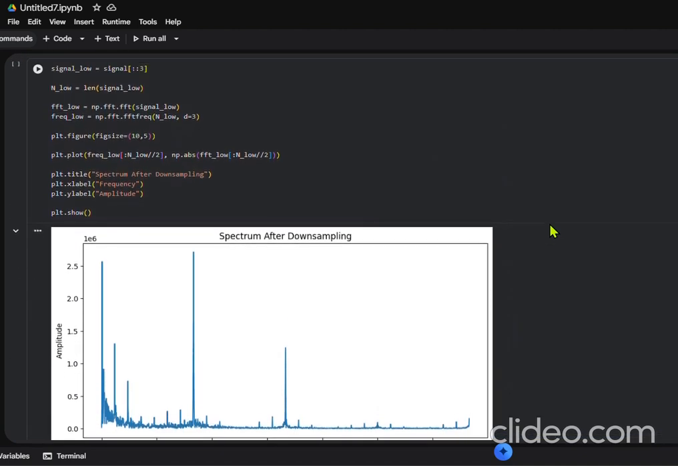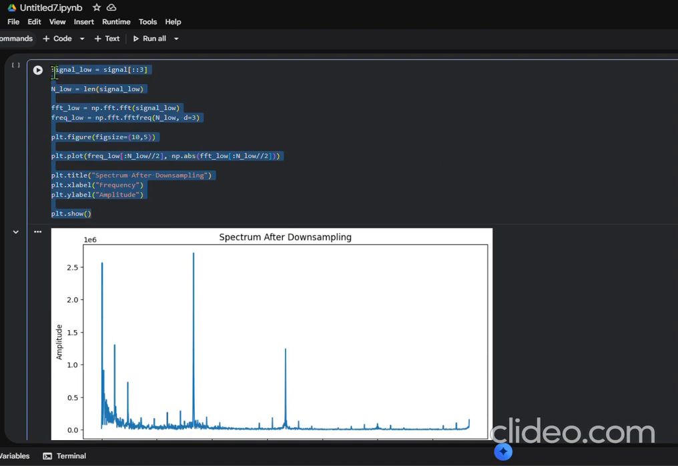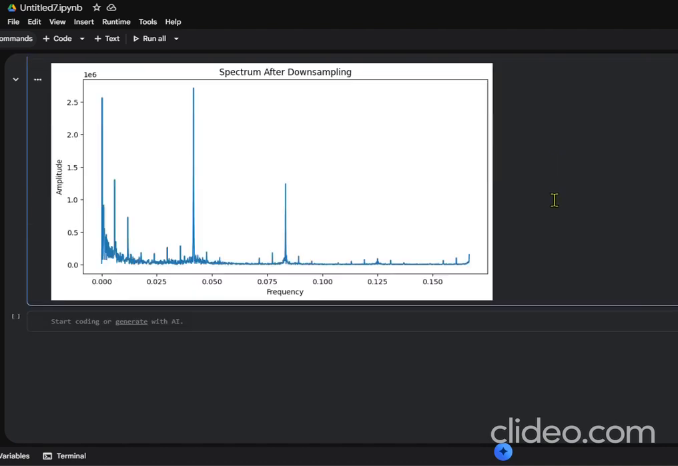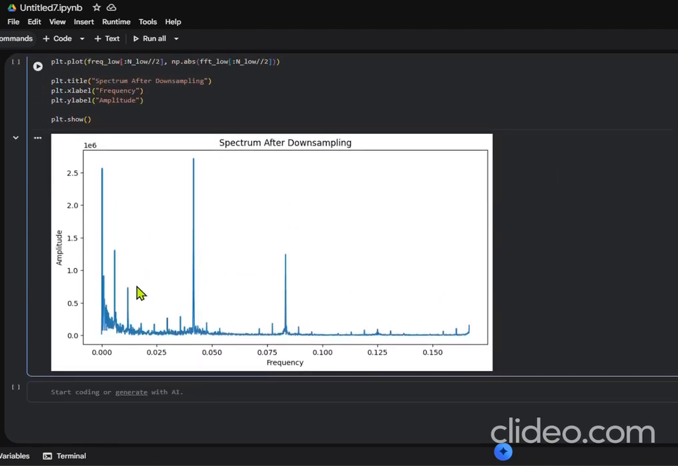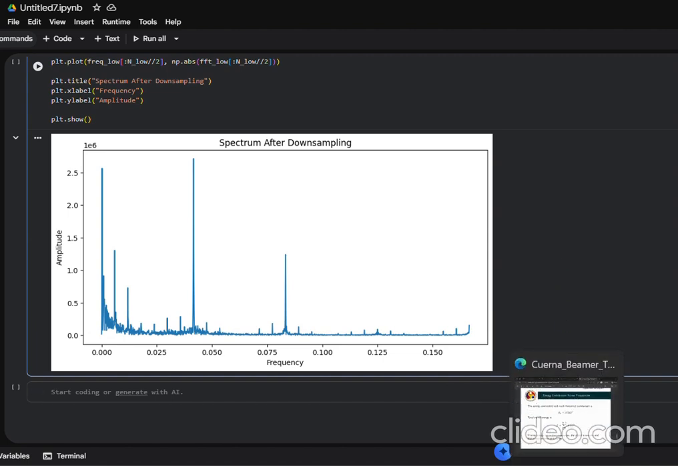Finally, I investigate how sampling resolution affects the Fourier spectrum. Here, I downsampled the signal by keeping only every third data point. This effectively reduces the sampling rate of the signal. After downsampling, I recomputed the Fourier transform and plotted the new spectrum. We observed that reducing the sampling resolution changes the frequency representation of the signal and may distort some frequency components. This illustrates an important concept in signal processing, that the accuracy of Fourier analysis depends on adequate sampling resolution.